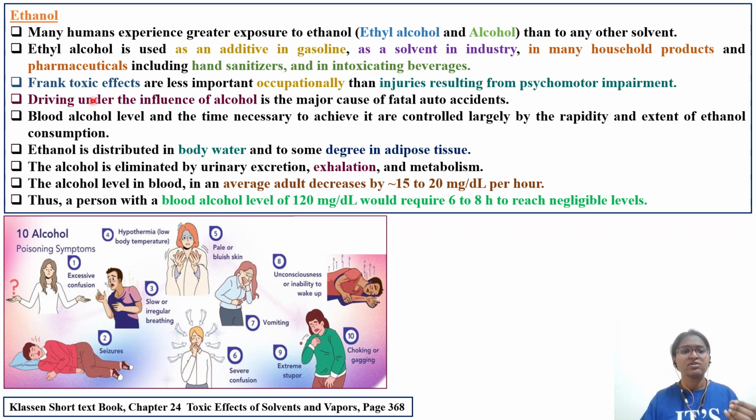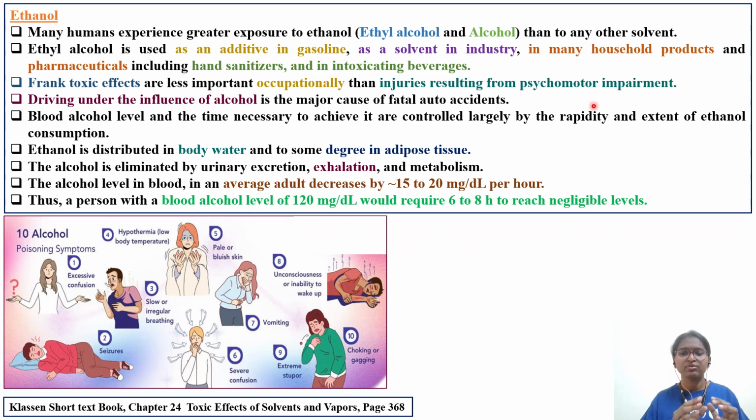Frank toxic effects are less important occupationally than injuries resulting from psychomotor impairment. With respect to risk assessment, you have different points of departure, for example NOEL, LOEL, and similarly FEL. FEL is nothing but frank effect level. What is frank effect level? I'll discuss it in another video.